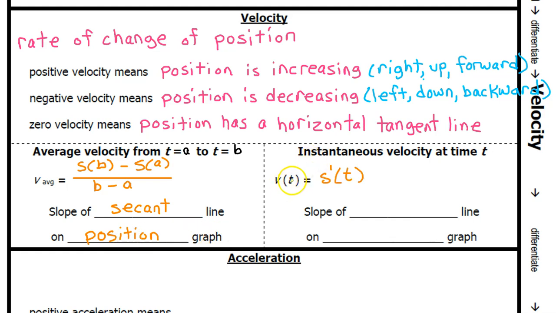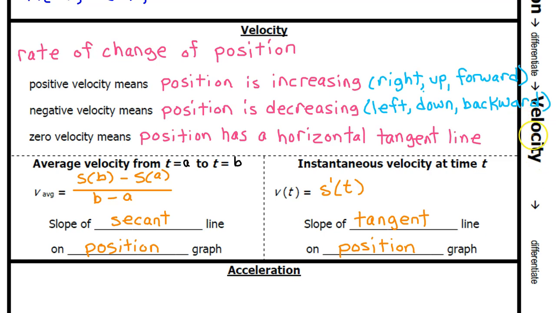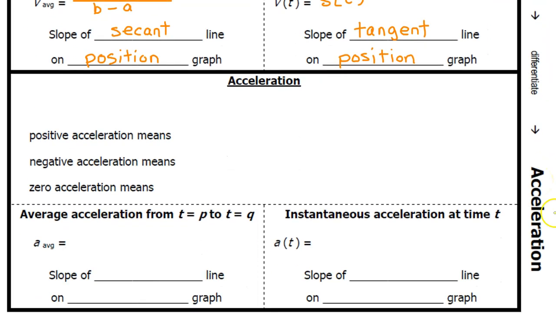When we just say velocity as opposed to average velocity, we mean the instantaneous velocity at time t, and that's equal to s prime, the derivative of the position function. In other words, the instantaneous rate of change of the position function. Back in Unit 2, we learned that the derivative is the slope of a curve at a point. So velocity, which equals s prime of t, is the slope of the tangent line on the position graph. If we take the derivative of velocity, we get acceleration.